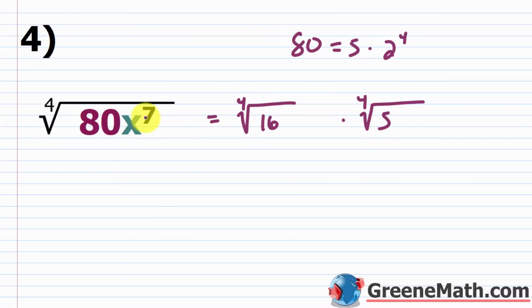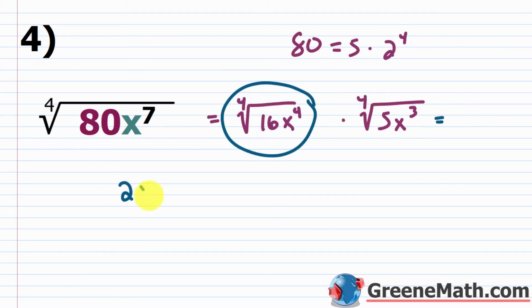Now, variable-wise, if you have x to the 7th power, in other words, if this is greater than or equal to this index here, you're going to be able to simplify. I can just go ahead and say this is x to the 4th power, and this is x cubed, because x to the 4th power times x cubed would give me that x to the 7th power. So what I would do here is basically replace this with 2x. So that will be 2x, and then times your 4th root of 5x cubed.